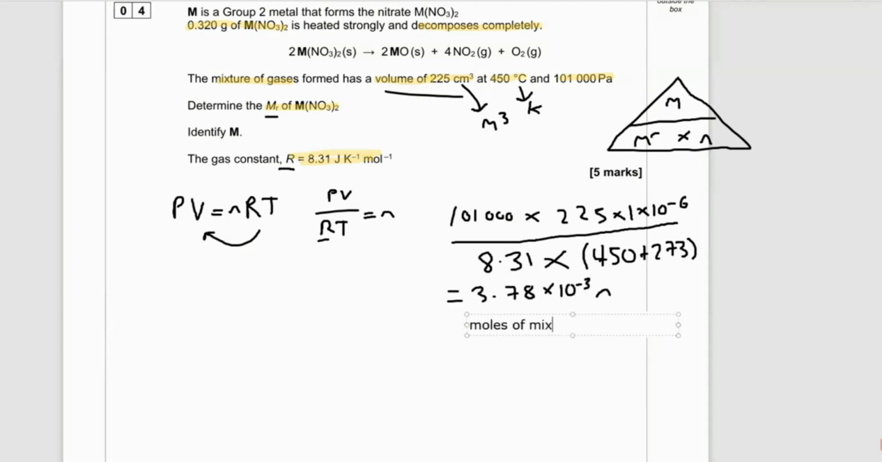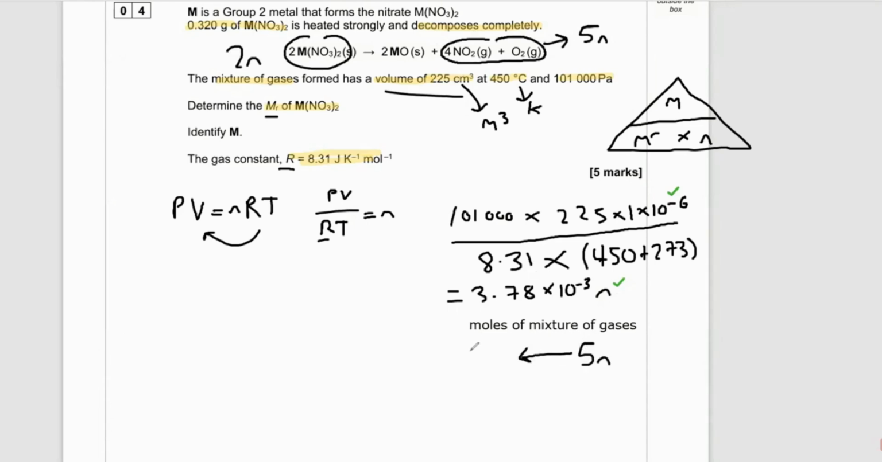Now we're going to get 3.78 times 10 to the minus 3 moles, but remember that's of our gas mixture. Now we need to use the ratio from the equation. If we look at the ratio in the equation, we've got 4 nitrogen dioxide gas molecules and 1 oxygen gas molecule. That's a total of 5 moles. So that's a ratio of 5 moles of gas to 2 moles of the metal nitrate. So we're going to times 3.78 times 10 to the minus 3 by 2 divided by 5, and that is going to give us the amount of moles of metal nitrate.